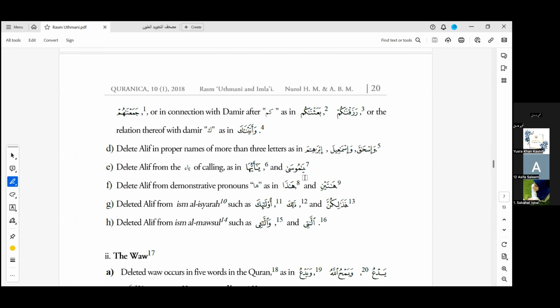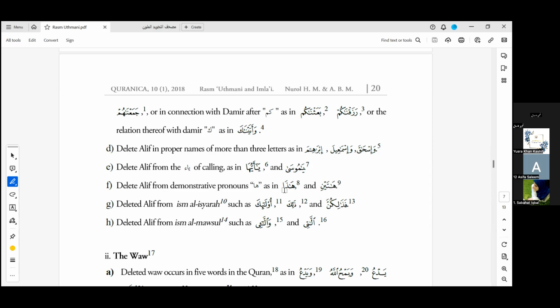Likewise, we have harf nida, or the ya of the calling. Ya Musa. Ya Musa in Rasm Imla is not written like that. Ya Fatha Alif. Ya would be separate, and Musa is a name which is separate. So that's not one word. It's a combination of two words. Ya Musa and Ya Ayyuha. Again, we have a combination of two words, but that's written together because alif has been deleted from it.